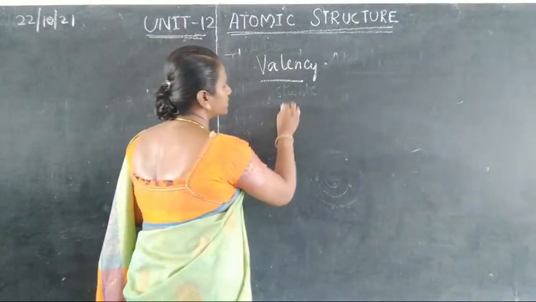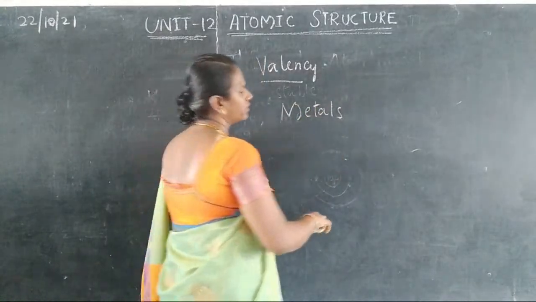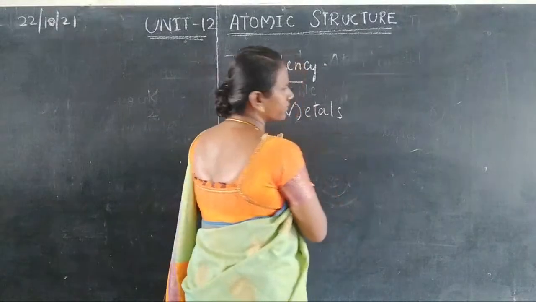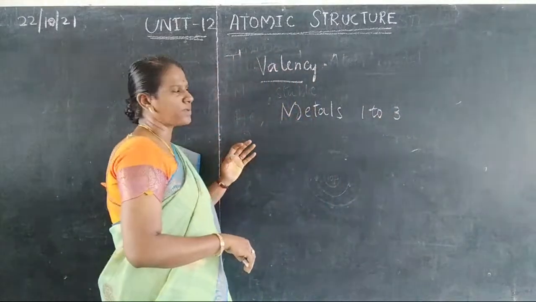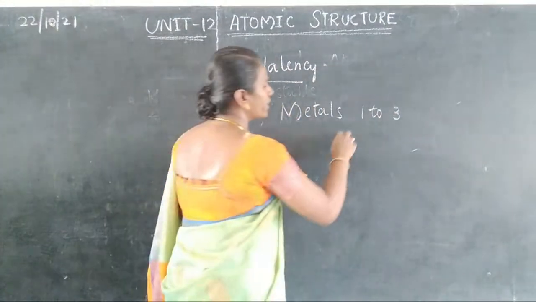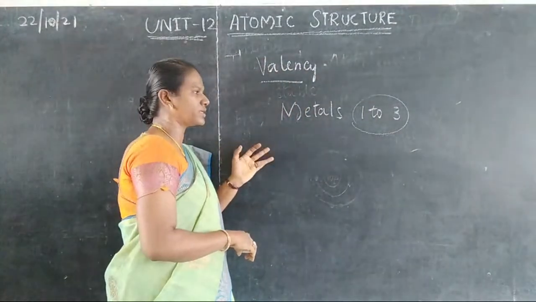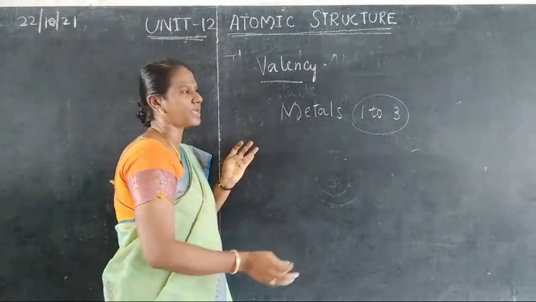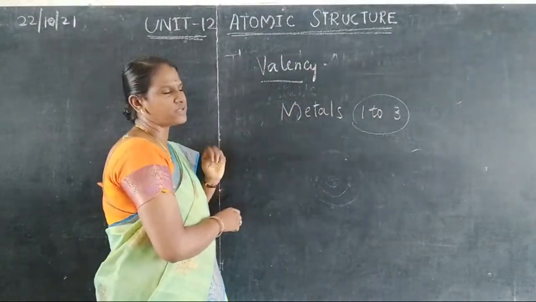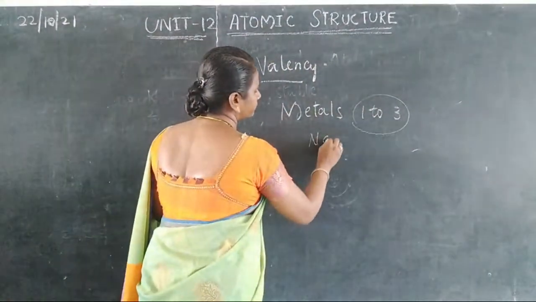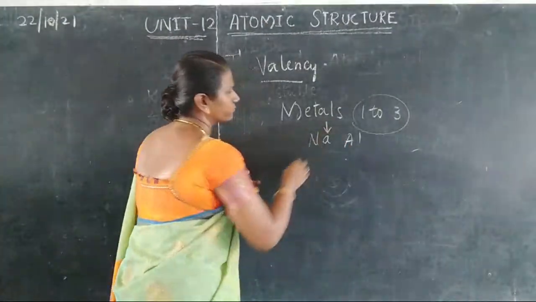Okay, so for example, metals. All the metals have valence electrons, and the valence electrons of metals are 1, 2, or 3. So in all the metals, the outermost shell contains 1 to 3 electrons. For example, I will take two examples: sodium and aluminum. They are metals.